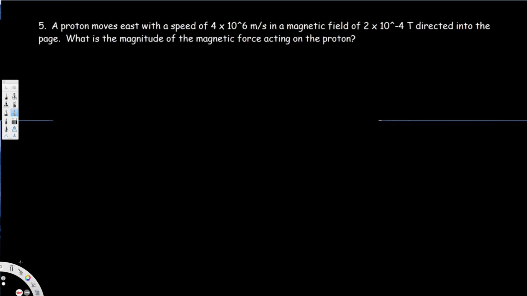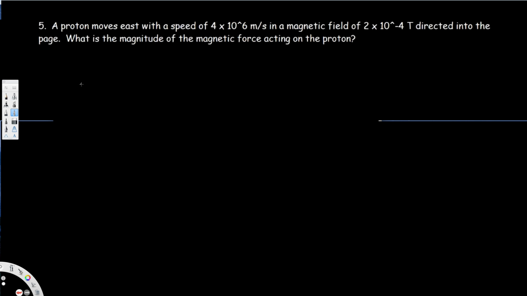Let's do this problem right here. The question is asking: a proton moves east with a speed of 4 times 10 to the power of 6 meters per second in a magnetic field of 2 times 10 to the power of minus 4 Tesla directed into the page. What is the magnitude of the magnetic force acting on the proton? Let's see how we can find it.